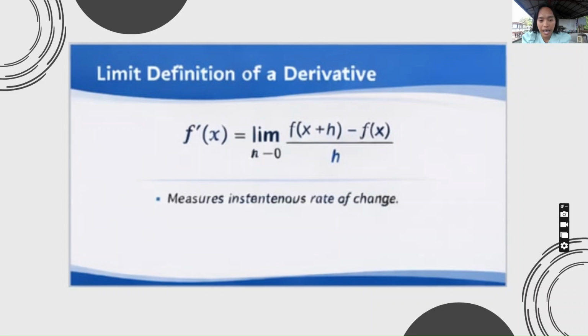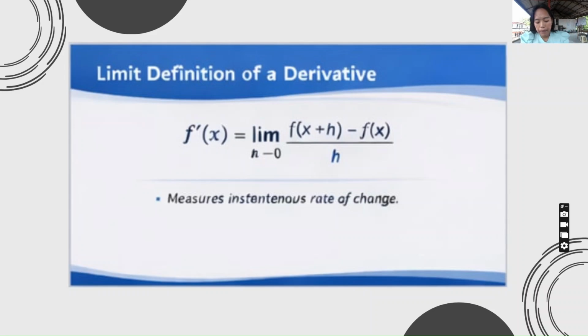As you can see in the presentation, the derivative can be defined rigorously using limits. The formal definition is f prime of x is equal to the limit as h approaches 0 of f of x plus h minus f of x, over h.